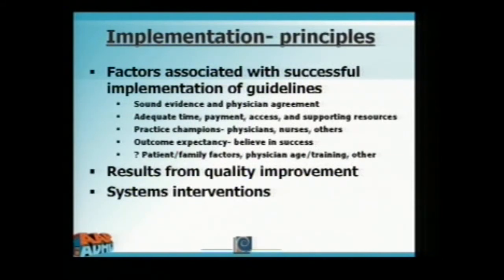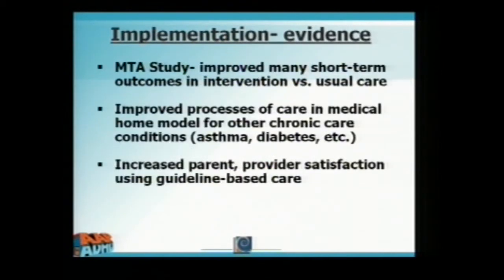There's lots of results from quality improvement projects that I won't go into, but in asthma, diabetes care, this is one of those chronic care conditions that we really can improve care upon. And systems interventions is very important. So even though we like individual champion physicians, you can't do it alone. You have to have a good system of support too, and that needs to be built. There is some evidence from the MTA study that improved many of the short-term outcomes in intervention over usual care.